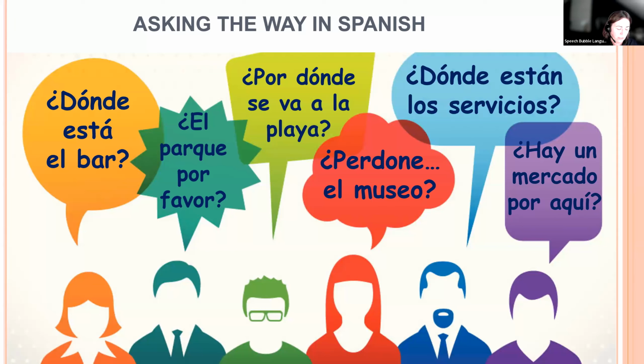Okay. Let's try saying these. So, Lawrence, I'll give you the second one, please. El parque, por favor. Okay. Lorna, ¿por dónde se va a la playa? Muy bien. Lawrence, perdone, el museo. Muy bien. Lorna, ¿dónde están los servicios? Muy bien. And the last one, Lawrence. Hay un mercado por aquí.